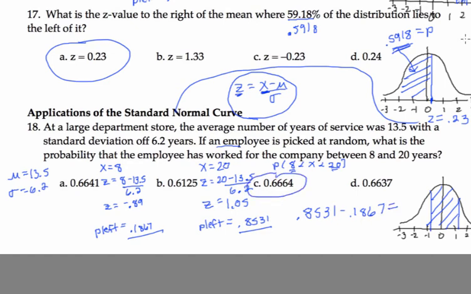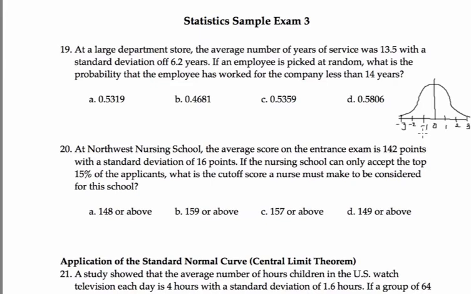And it gets C. Again, average years of service was 13.5, standard deviation 6.2. If one employee is picked at random, what's the probability that that employee has worked for the company less than 14 years? So the probability that the data value is less than 14.